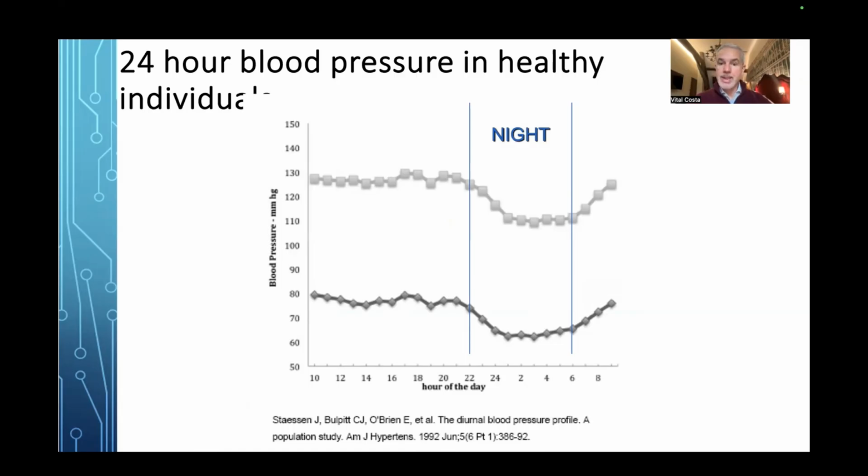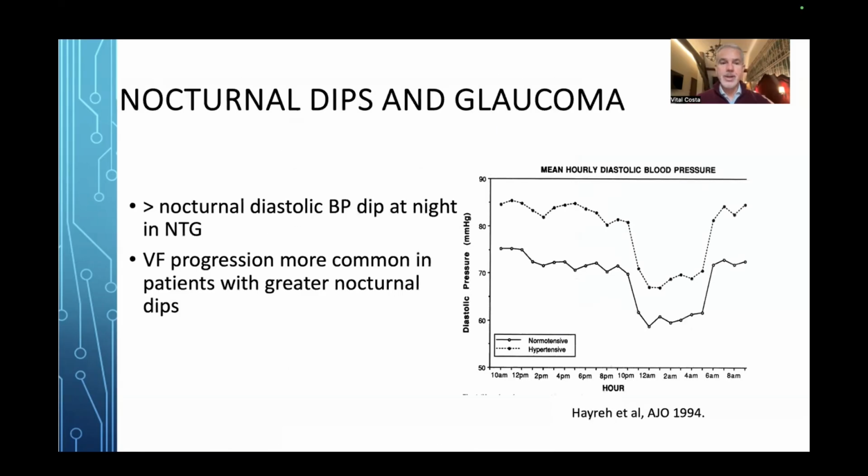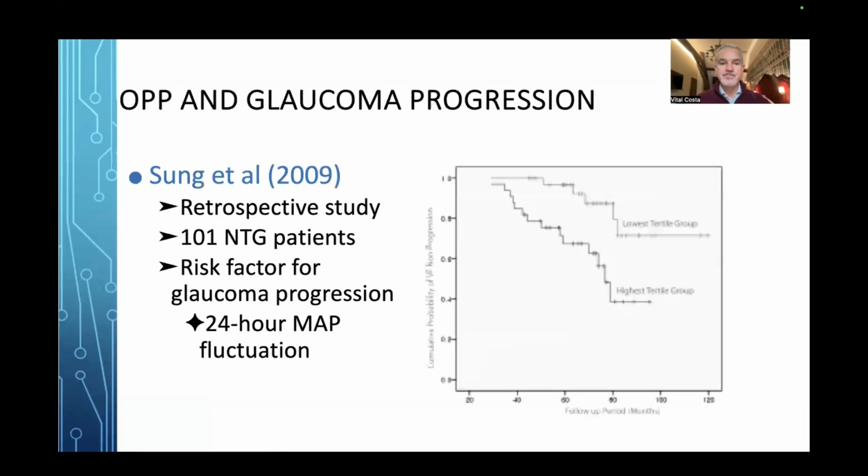We all know that during the night, there's a physiological decrease in blood pressure, around 10%, something that we call the night dip. A 10 to 20% decrease in blood pressure is considered physiological. There have been studies showing that this nocturnal drop in blood pressure is higher in patients with glaucoma, especially in eyes with normal tension glaucoma, since this description by Harry and colleagues in 1994.